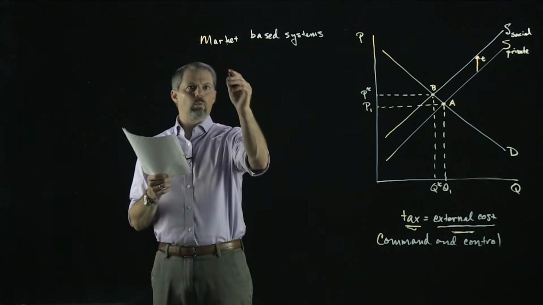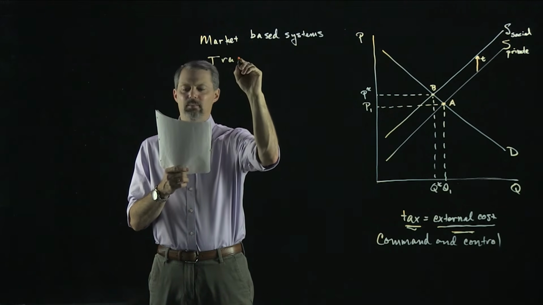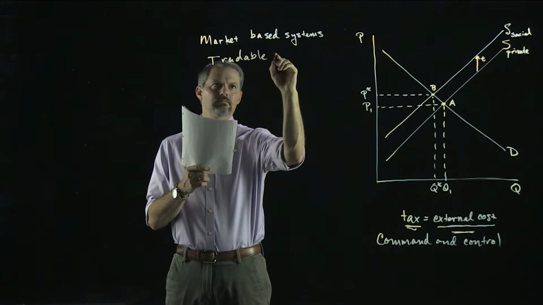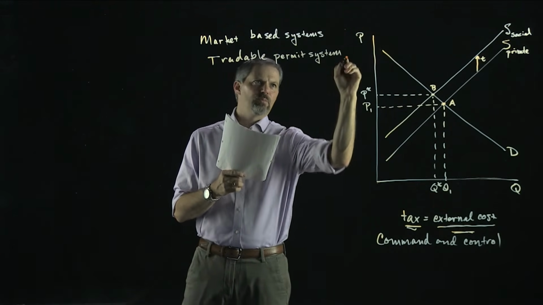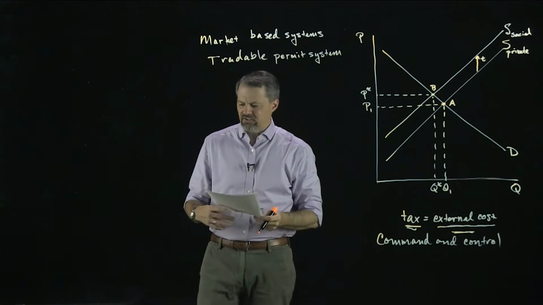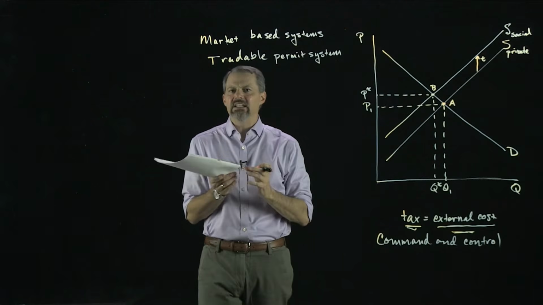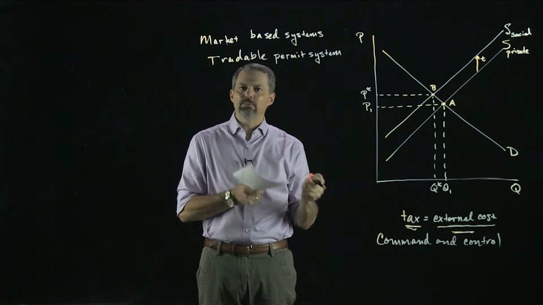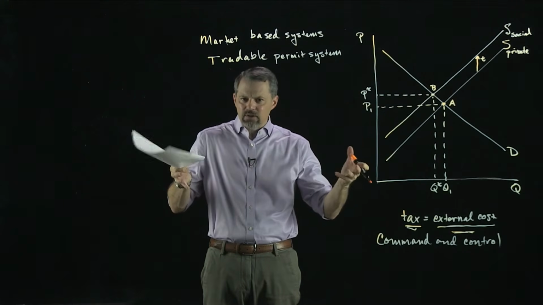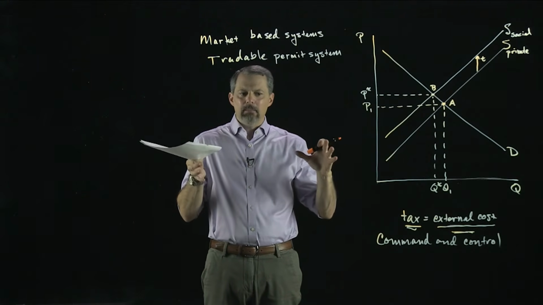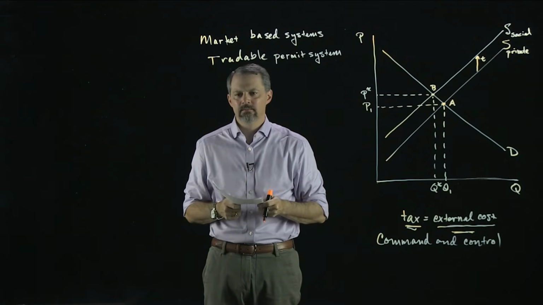Market-based systems, one of the obvious ones is what's referred to as a tradable permit system. Essentially, the way a tradable permit system works is that the government issues some rights to pollute. And then once those rights to pollute are issued, the firms can buy and sell them from each other.